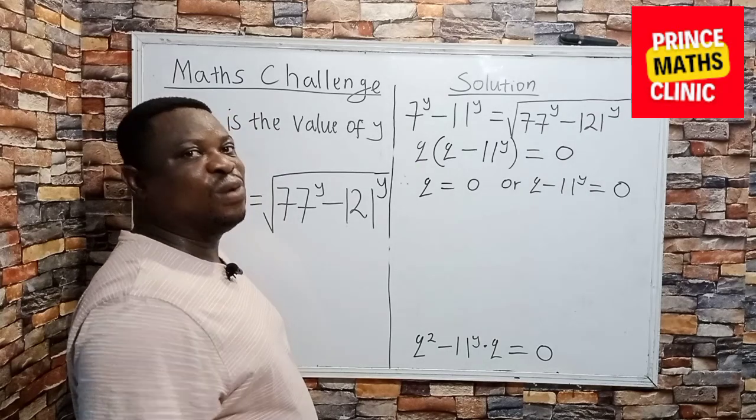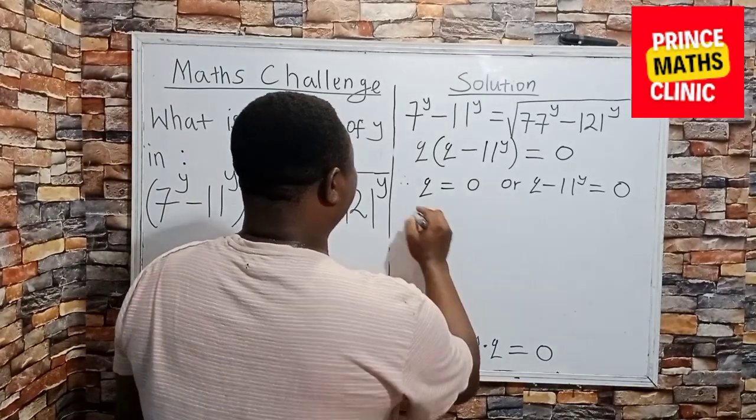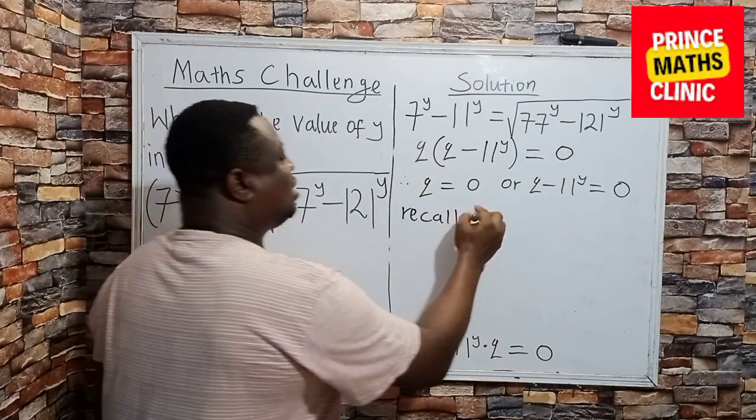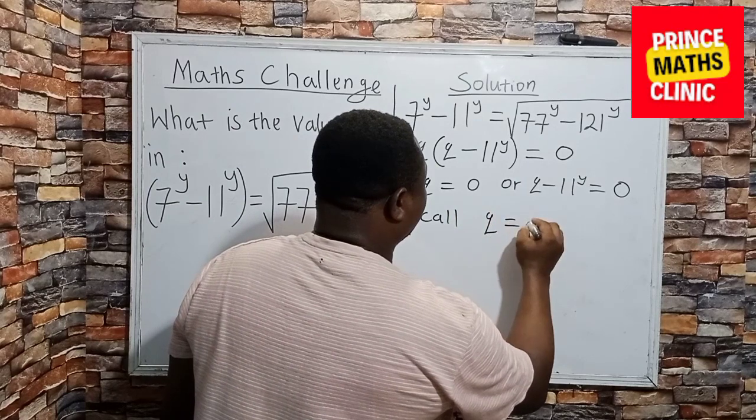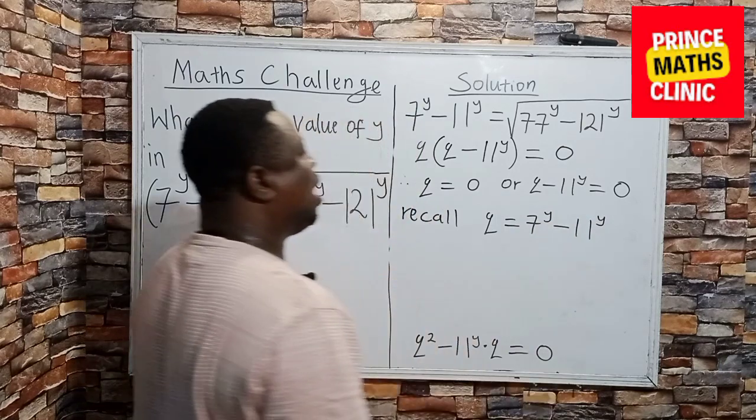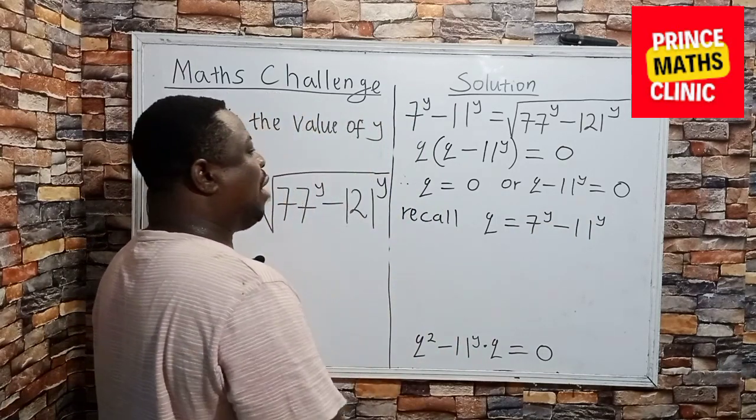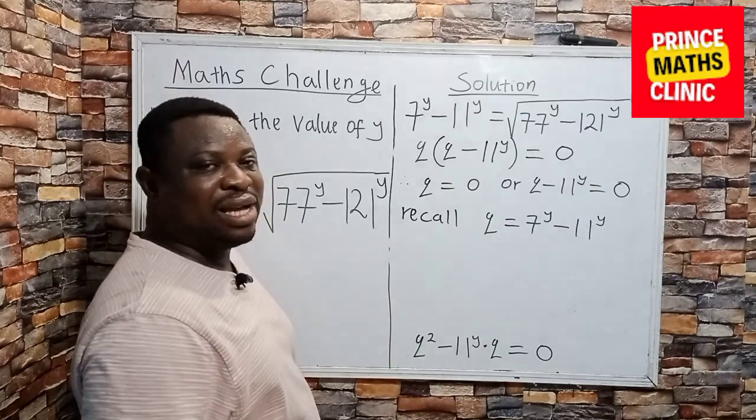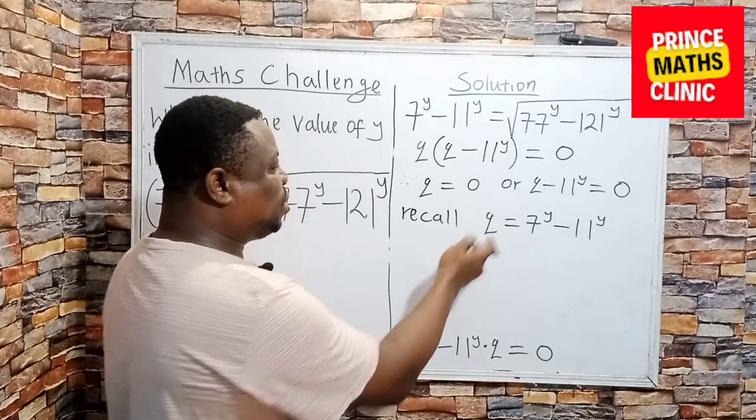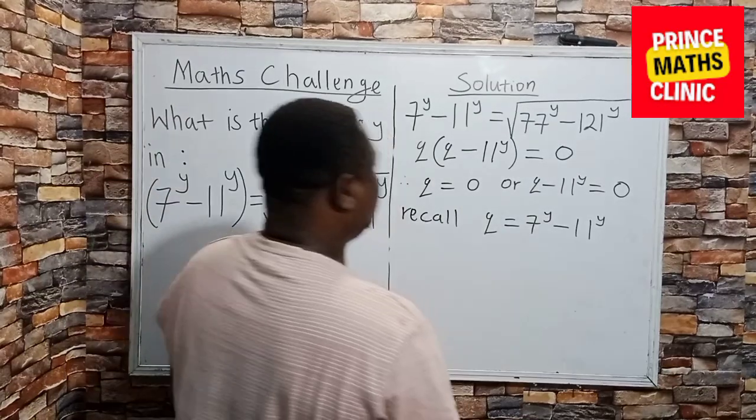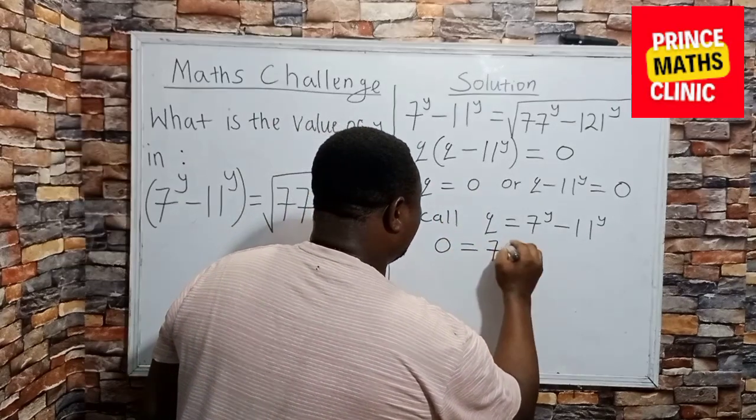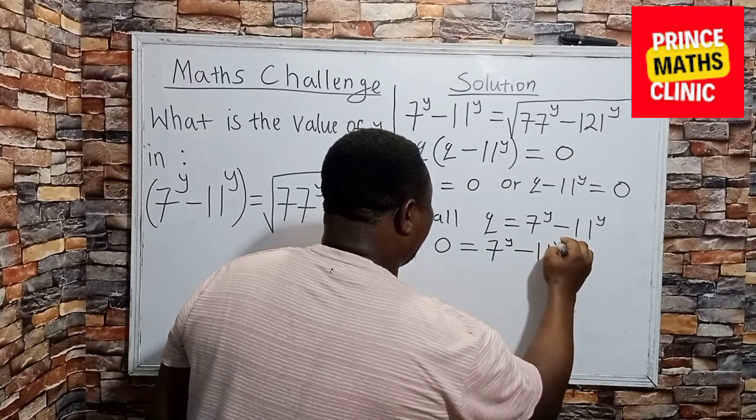Then I have to recall. Remember, we said that let q be equal to 7 to the power of y minus 11 to the power of y. So in place of q now, I want to put 0 back so that I can obtain y, because we are asked to find y and not q. We introduced q. Therefore, putting 0 in place of q now, I will have 7 to the power of y minus 11 to the power of y equal to 0.